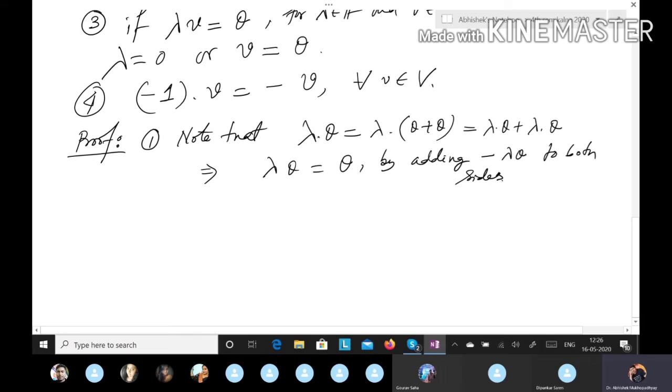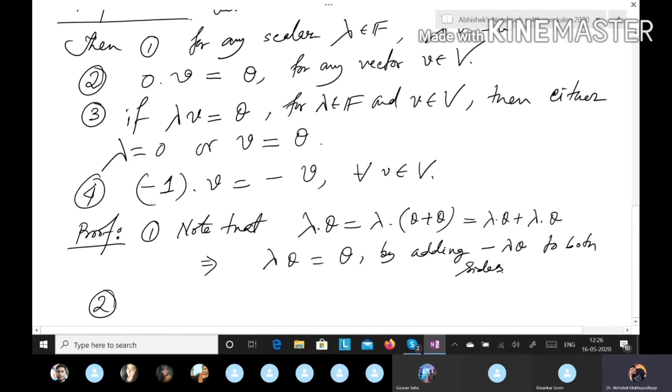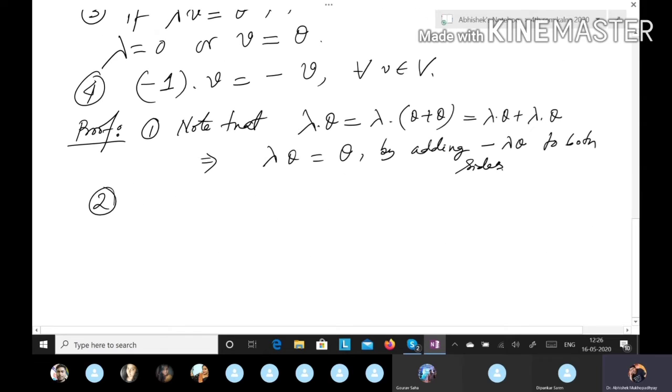So this is simple. Number 2, what is the number 2 property? That is 0 dot V equal to theta. I will leave it to you to check this property, that is 0 dot V equal to theta. Very simple. Check on your own.